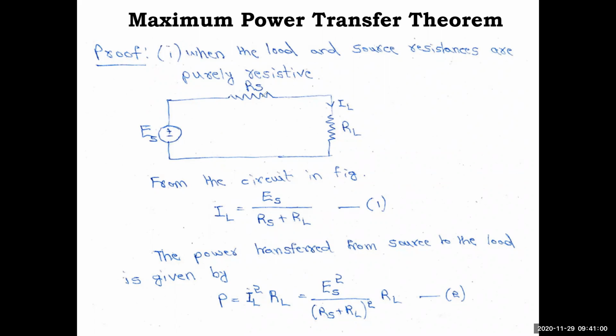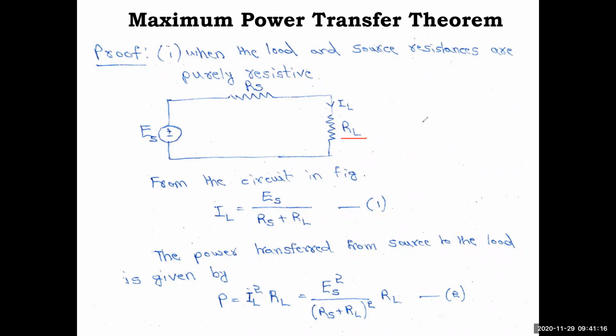Es and Rs I have considered, and this is the load. Very first, I have shown circuit A, and terminals RL is connected. Every time we'll consider the RL as the load here. So from the circuit, what is the load current?